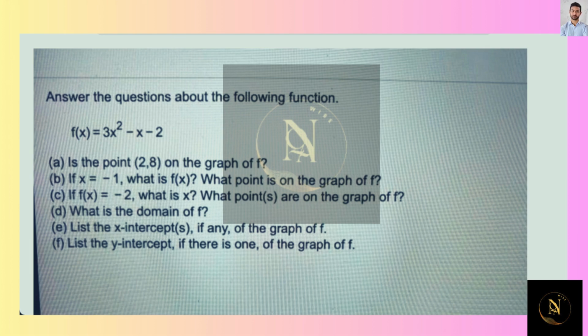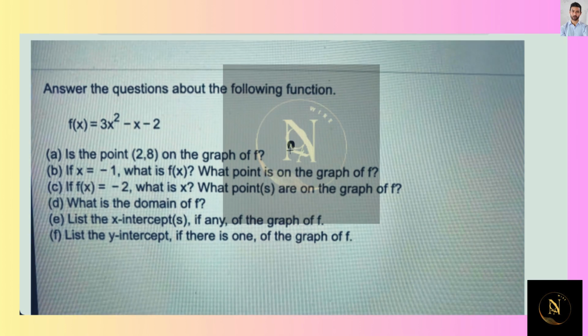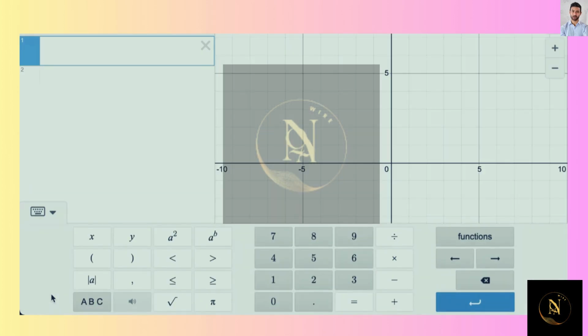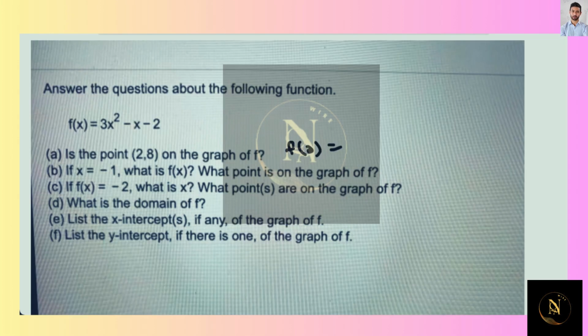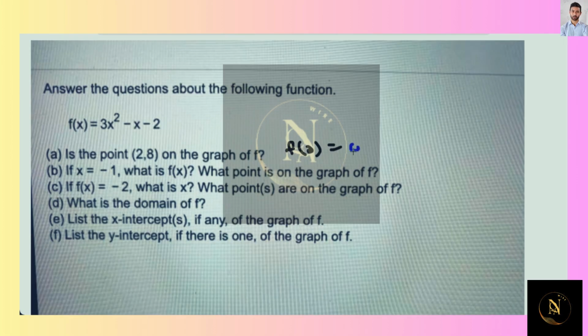Considering the function f(x) = 3x squared minus x minus 2, to check to see if the point (2, 8) is on the graph, you would find f of 2. And f of 2 would be 3 times 2 squared minus 2 minus 2, which is 8. So f of 2 is 8. So yes, to answer the question, (2, 8) would be on the graph.